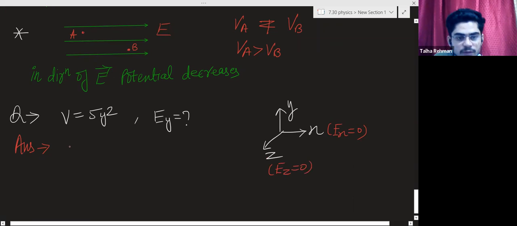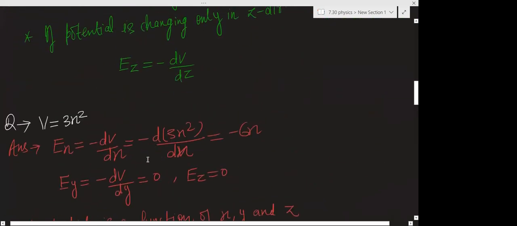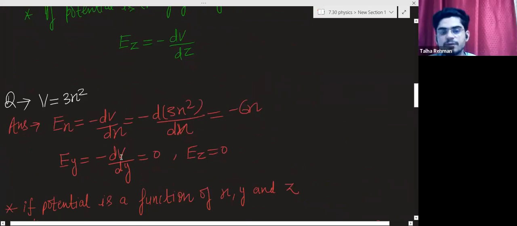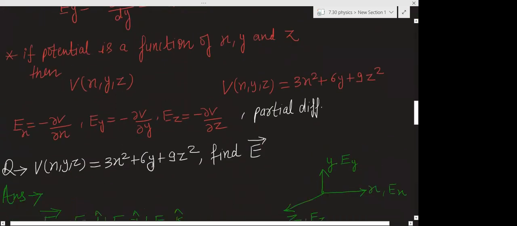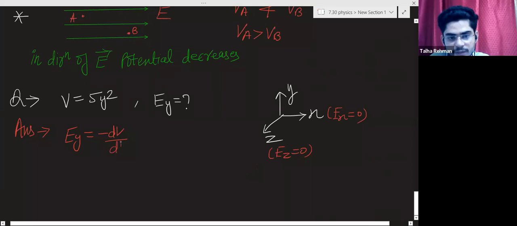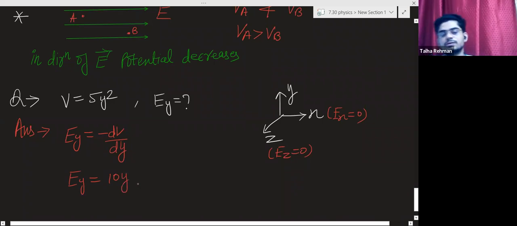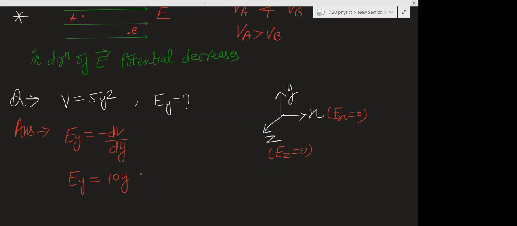Okay. Now, what is the formula of electric field in y direction? Minus dV by dy. Sir, it would be 10 raised to power 1. 10 y raised to 1. Yeah, 10 into y raised to power 1. Now understood, na? Yes, sir. If you find these types of question in your examination, you can solve, na? Okay, good.